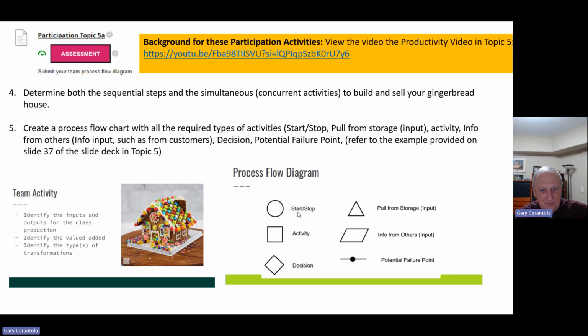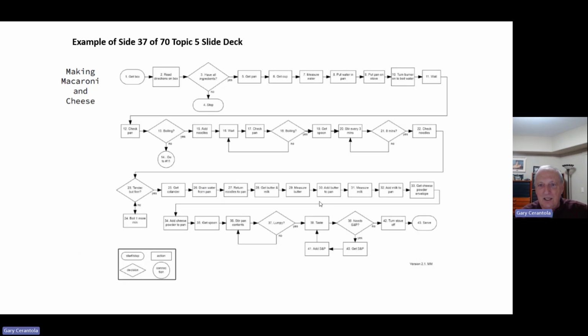Use every one of them, all right? And how to get ready for that is you identify your inputs, you identify your outputs, you identify the value add in building this three cracker gingerbread house, and then identify the type of transformation, and then you're away to the races.